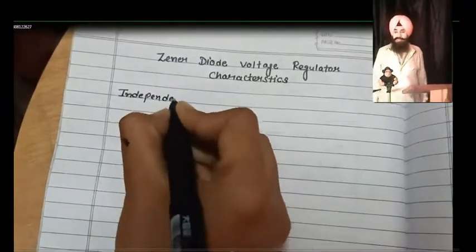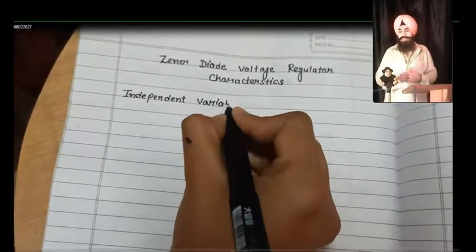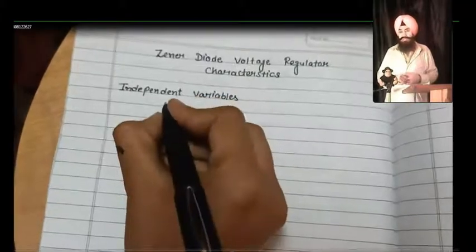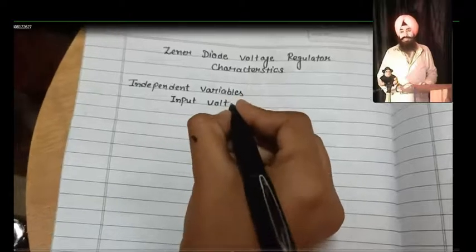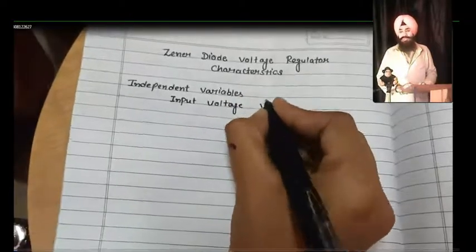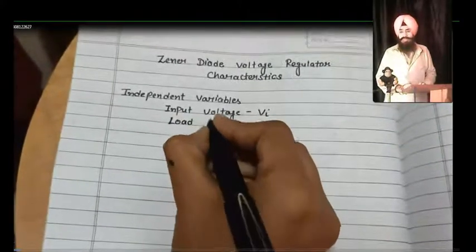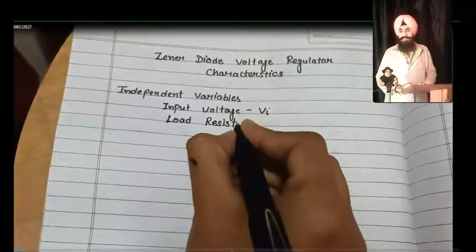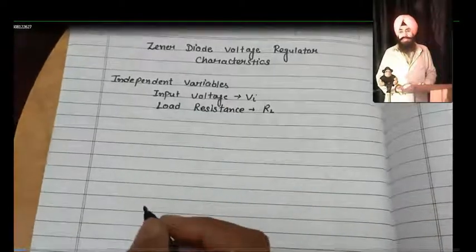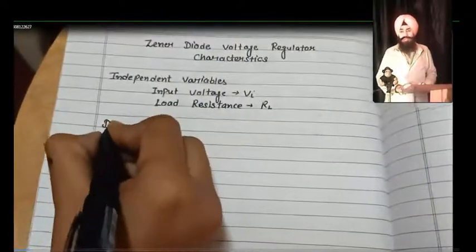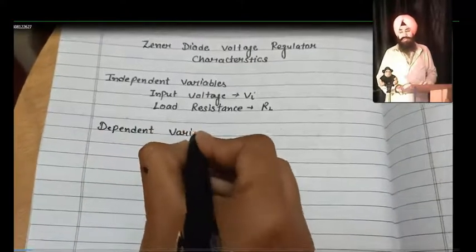Independent variables. What are the independent variables? Number one, the input voltage, meaning the supply voltage, which is Vi, or you call it Vs, or you call it V1, no problem. The load resistor is the second variable, let me call it RL, and the dependent variable is only the output voltage. Dependent is the output voltage.